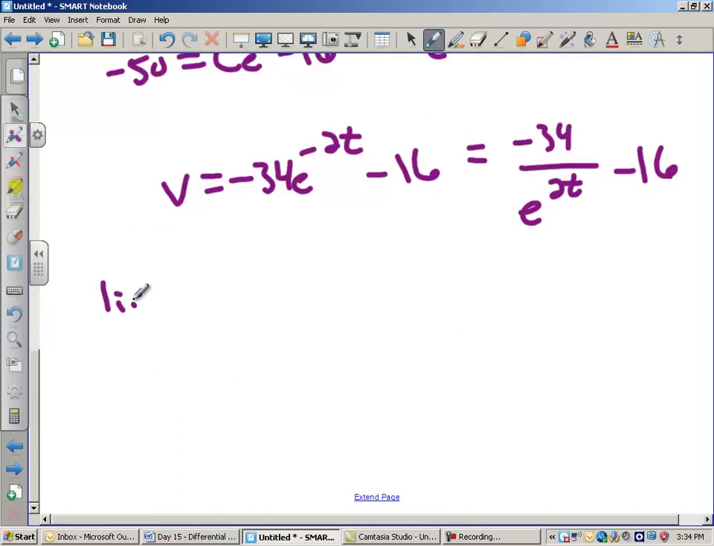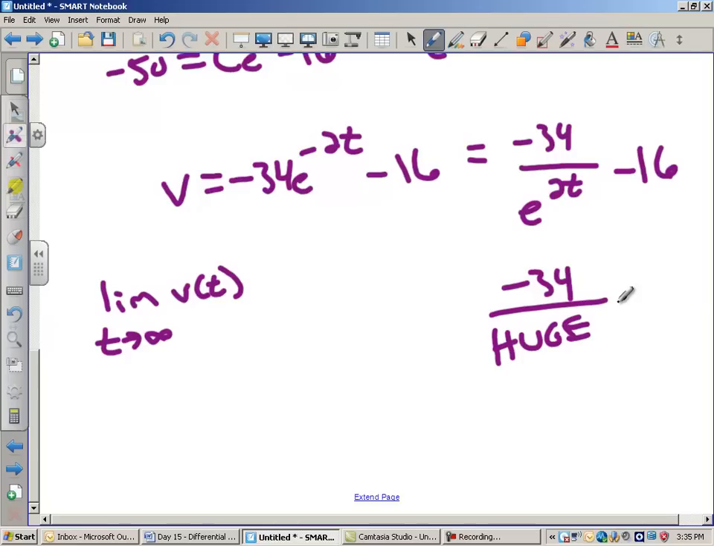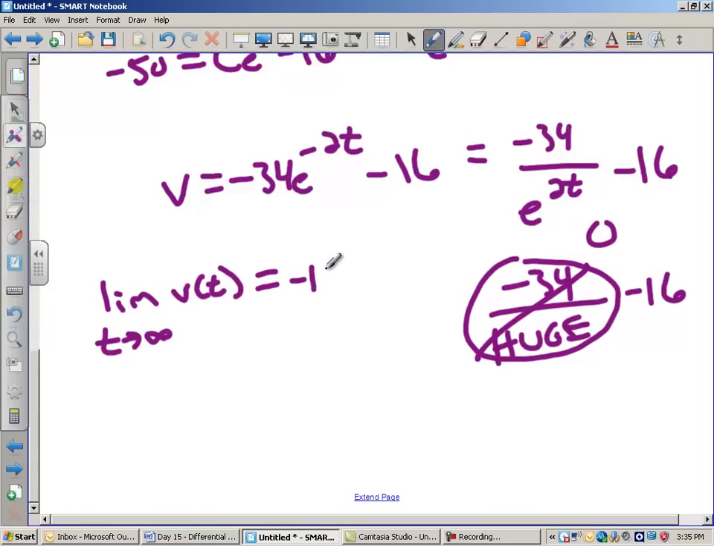So I want to find the limit as t goes to infinity of v of t. So what happens as t gets really, really large? If t gets really, really large, I'm going to have negative 34 over a huge number minus 16. Well, this effectively goes to 0. Negative 34 over a great big number is basically 0, and so I'm going to get negative 16, and that is going to be, I think, feet per second.